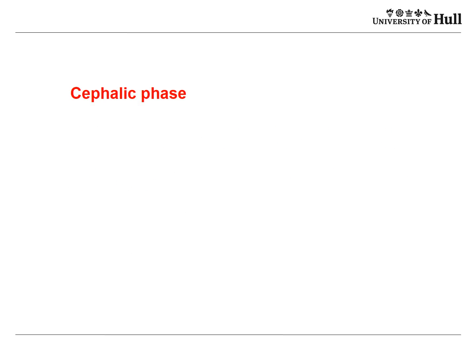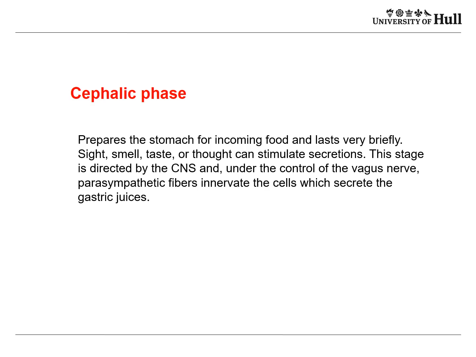The cephalic phase prepares the stomach for incoming food and lasts very briefly. The sight, smell, taste or thought of food can stimulate secretions. This stage is directed by the central nervous system and under the control of the vagus nerve. Parasympathetic fibres innervate the cells which secrete the gastric juices.